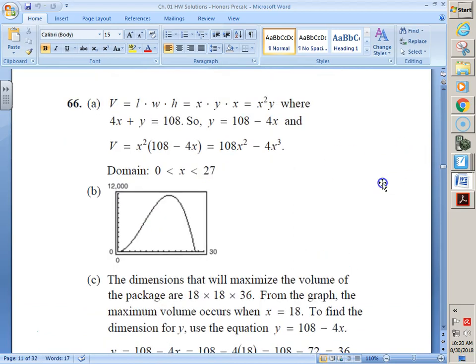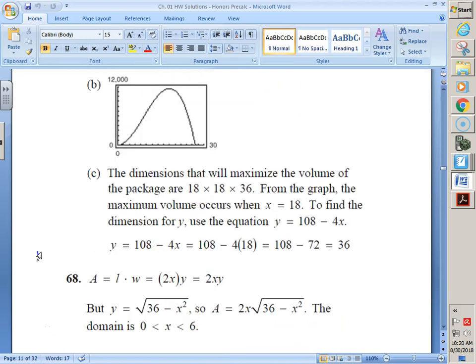Here you go. Number 66, if you guys want to peek at it. They did exactly what we did. Length, width, height, x, x, y, got it. Took the clue, rearranged the clue, plugged in the clue, got it. Domain, they didn't show any of their rationale, but we got it. Once you put it in your graphing calculator, there's a max. Go use the feature to find it. And long story short, just so you guys can write it down in your colored pen and make sure it makes sense, x equals 18, y equals 36. At the end of the day, x equals 18, y equals 36.